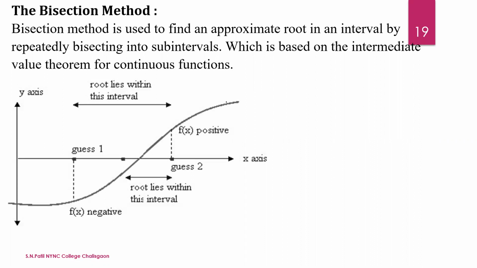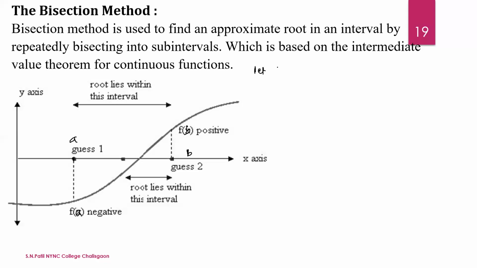Now see, this curve is passing through the interval. This is the A point and this is the B point. Okay. Now, what is the intermediate value theorem? This method is based on the intermediate value theorem, so first we define it.